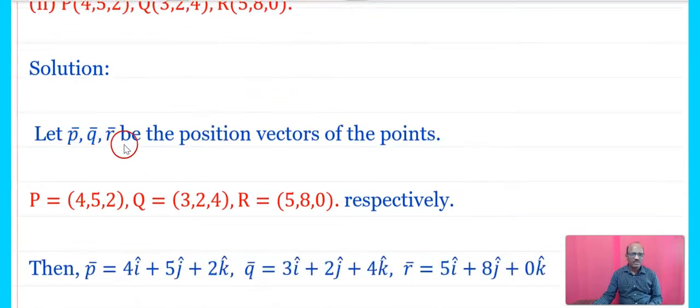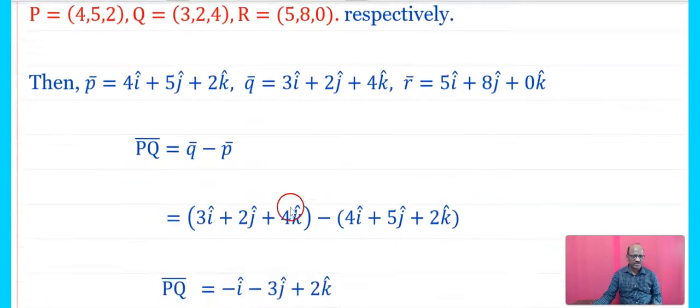Let P, Q, R be the position vectors of the points P(4, 5, 2), Q(3, 2, 4), R(5, 8, 0) respectively. Then their position vectors are P bar = 4i cap + 5j cap + 2k cap, Q bar = 3i cap + 2j cap + 4k cap, R bar = 5i cap + 8j cap + 0k cap.